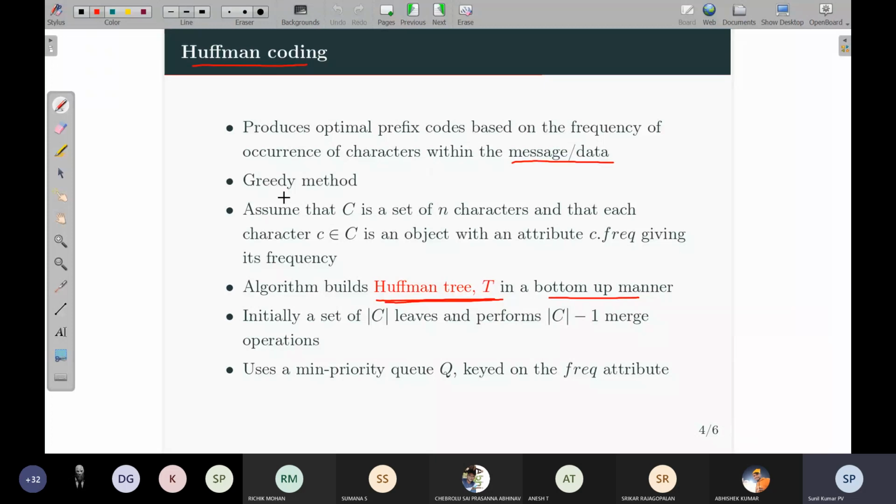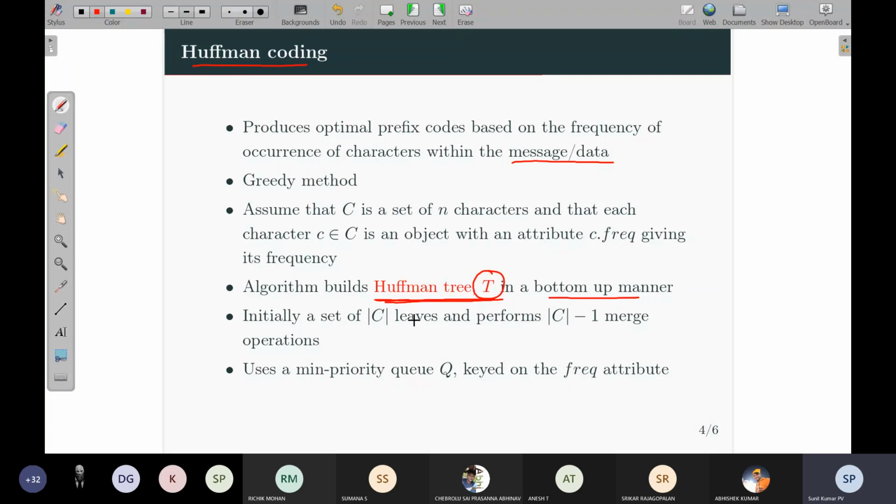C is the set of all n characters. These things we already discussed on the board when we solved the problem. C is the set of all characters and the length of C is n. And C.frequency is a parameter which represents the frequency of each character. Then it builds a Huffman tree. So the Huffman coding algorithm builds a Huffman tree and returns this tree.